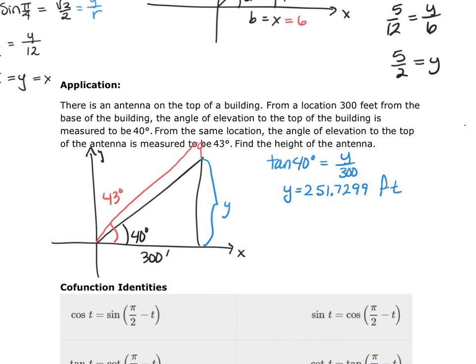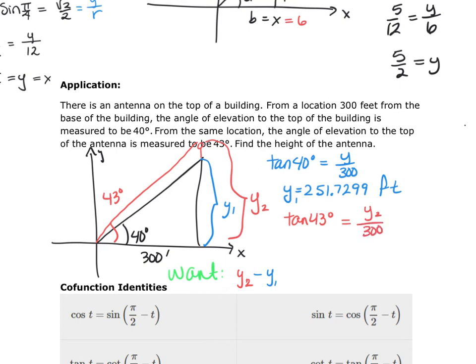Now I'm going to do the same thing so I can find the height of the building plus the antenna. So I'm going to call this y2, and I should probably call this one y1. What I want, this is my want, is to take y2 and subtract off the y1, and that's going to give me the height of the antenna, because that's what I'm really chasing. So I'm going to do the tangent of 43 degrees is equal to my y2 over 300, since I'm still standing 300 feet away.